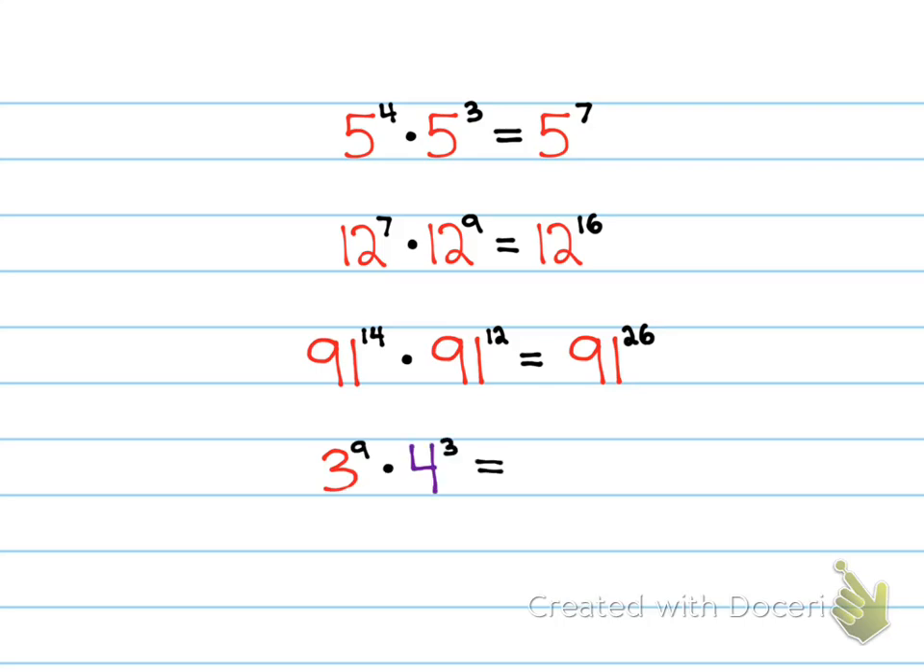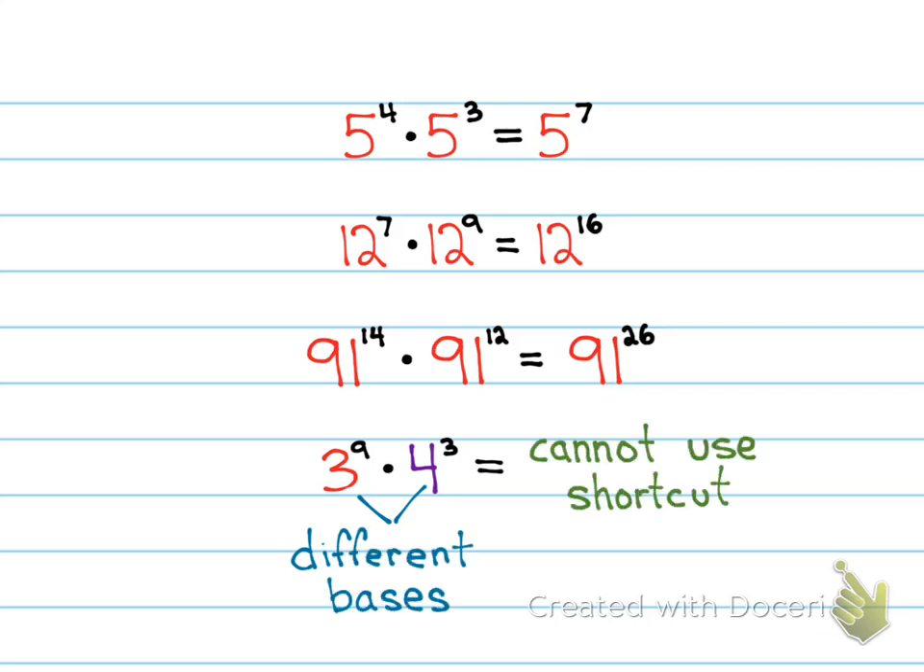Now, if I have 3 to the 9th times 4 to the 3rd, this is an example where I can't use my shortcut because they have different bases. So just be careful that you're only using this shortcut when you have the same bases. That's the only time it works.